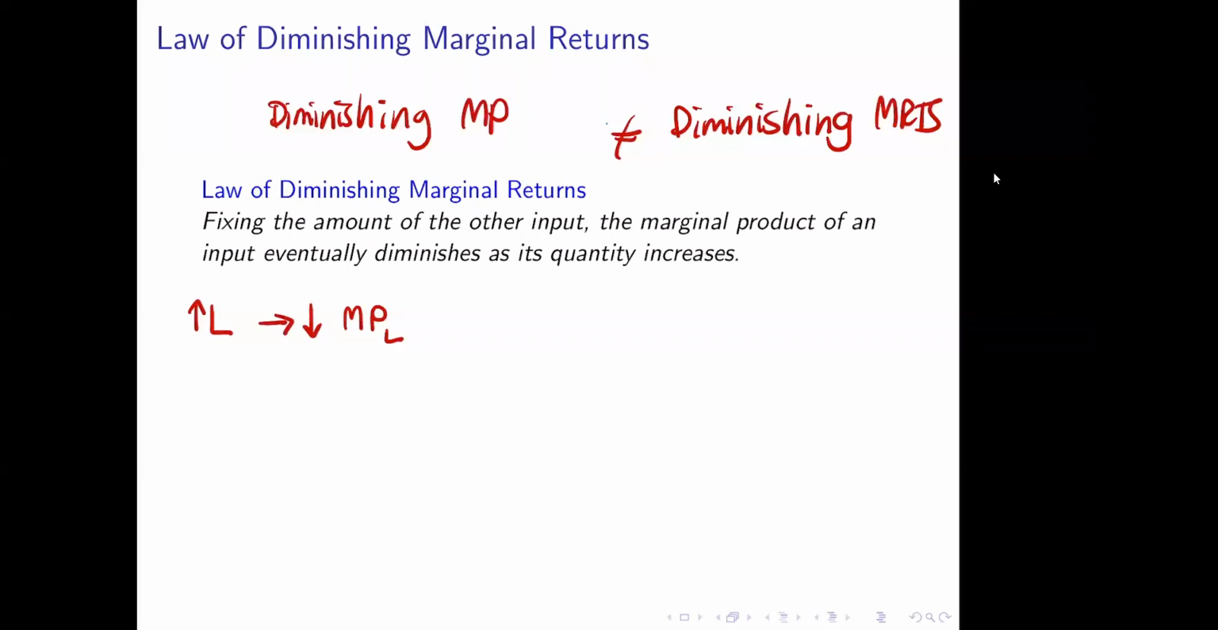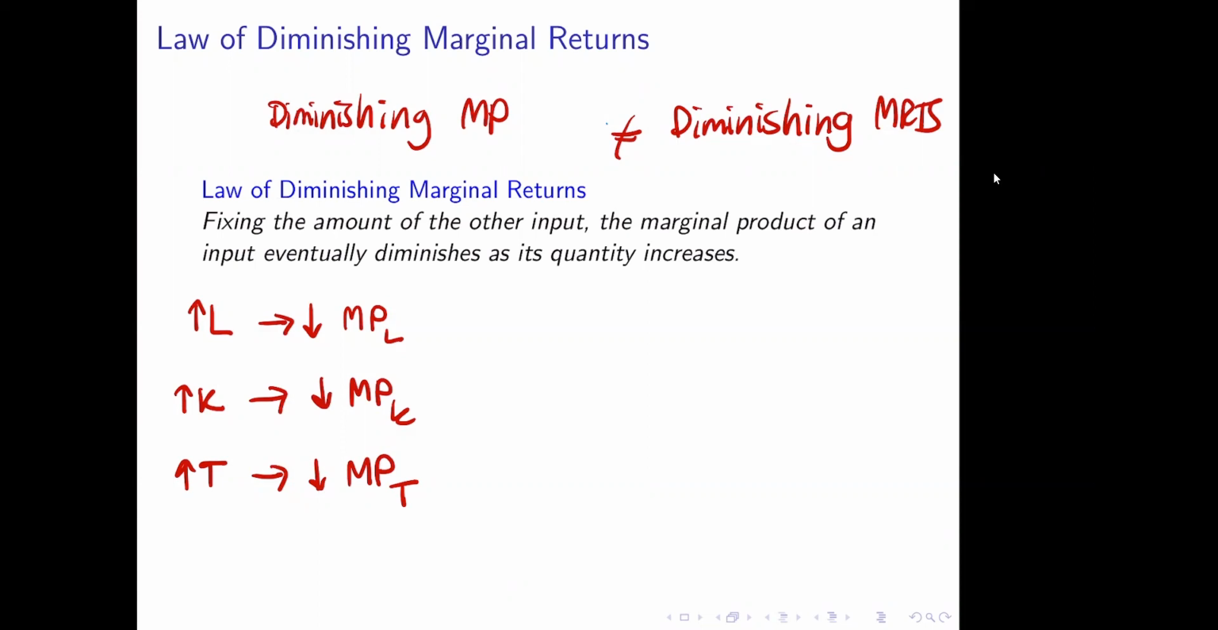That's what it means. It also has to work not only for L but for all the inputs. So if I fix L instead and increase K only, then my MPK has to fall. Let's say that I have three different inputs, L, K, and technology T. Then all of these have to hold for the law of diminishing marginal returns to be satisfied.